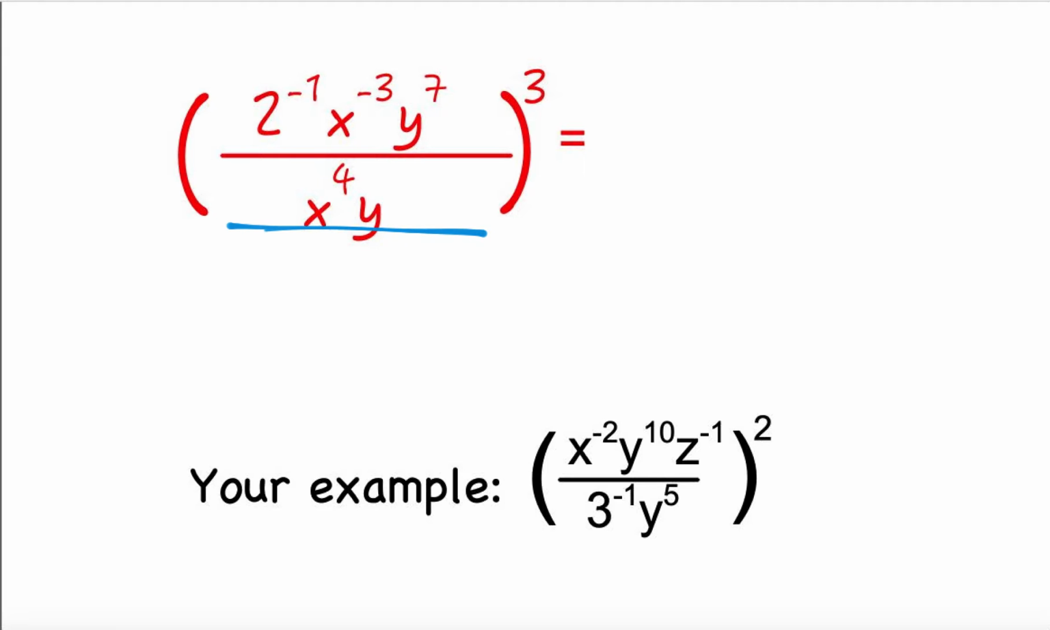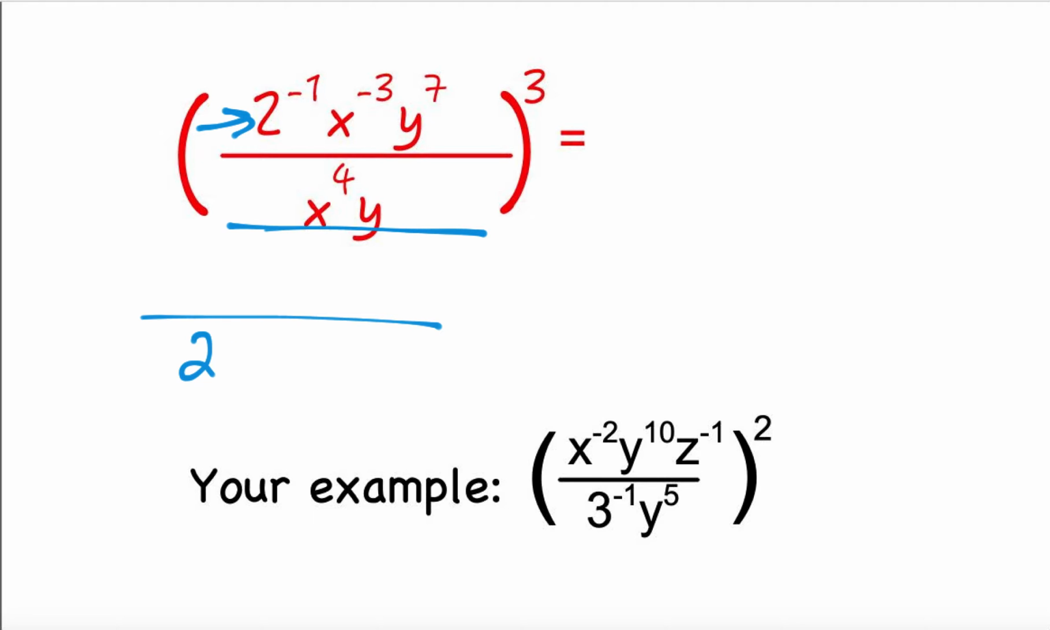So the first thing I want to try and do is make sure I don't have any negative exponents. So 2 to the negative 1, right? Remember, if it's a negative exponent, it's going to shift floors. So if it's in the numerator, it's going to move to the denominator. It's going to become 2 to the positive 1. So you don't have to write the positive 1. You can, but you don't need to.